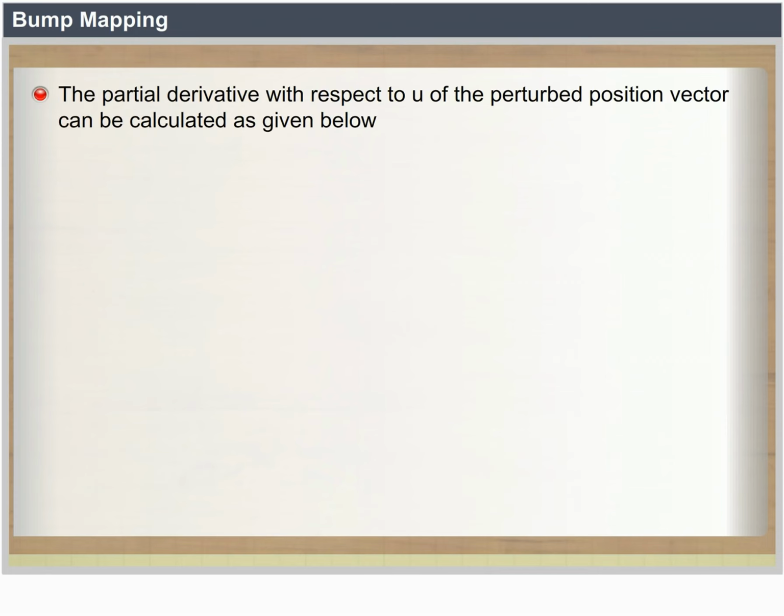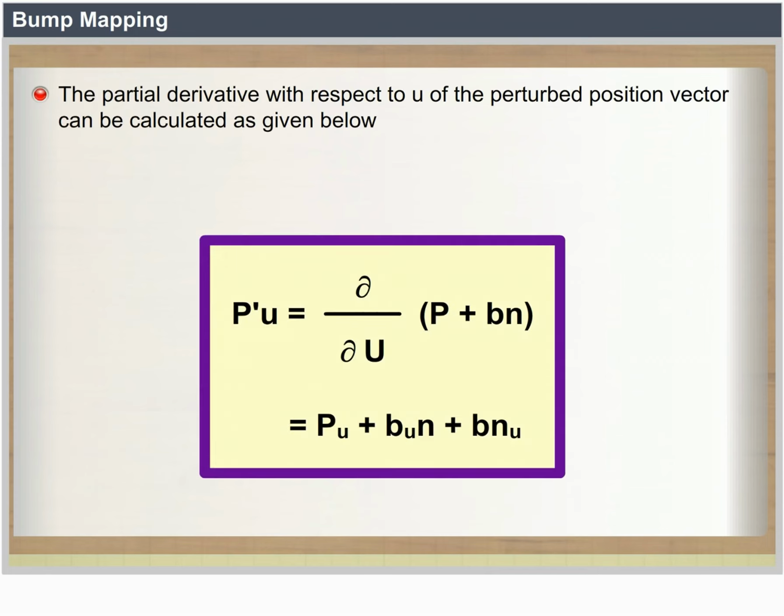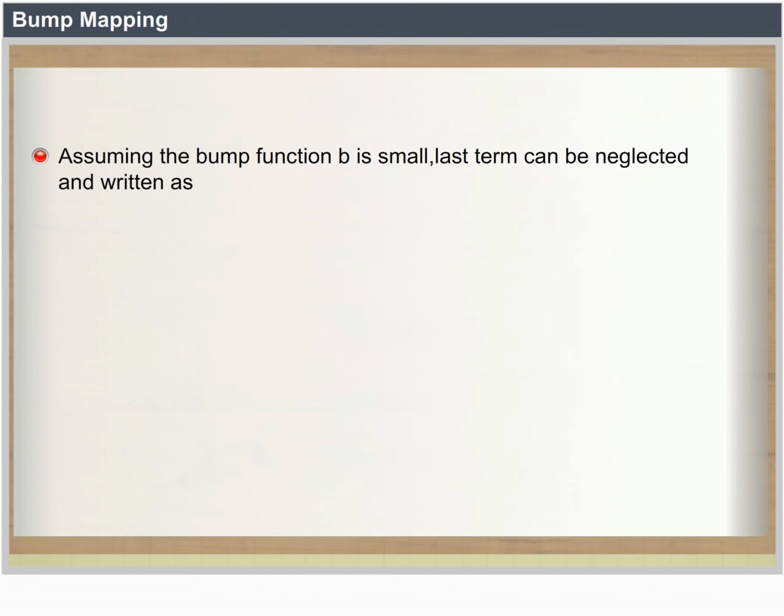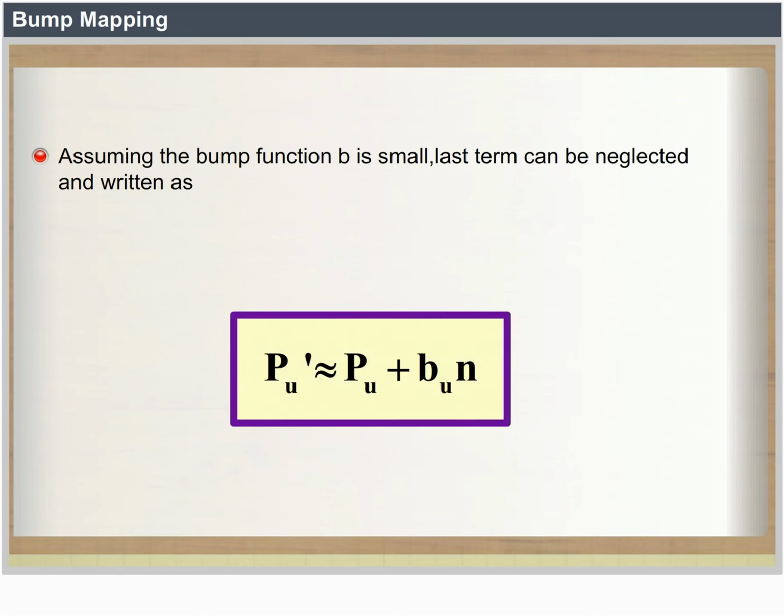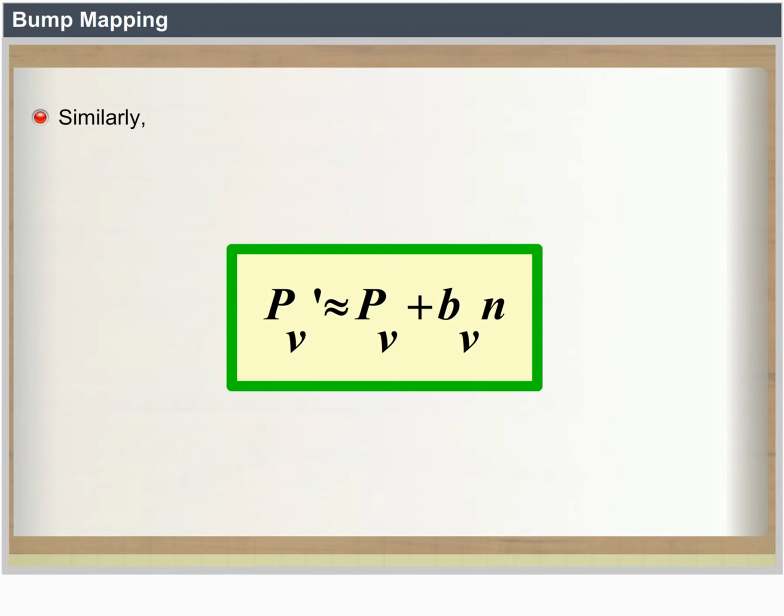We calculate the partial derivative with respect to u of the perturbed position vector as Pu' = ∂(P + Bn)/∂u = Pu + Bu n + B nu. Assuming the bump function B to be small, we can neglect the last term and write Pu' ≈ Pu + Bu n. Similarly, Pv' ≈ Pv + Bv n.